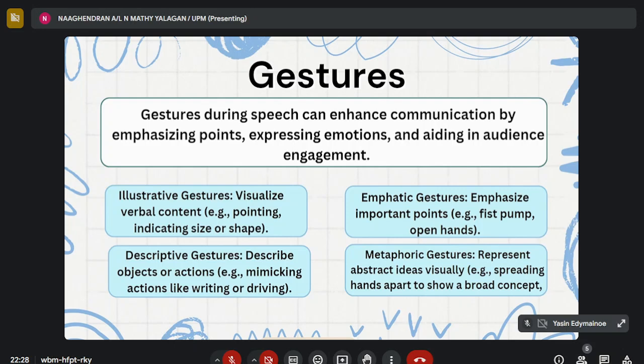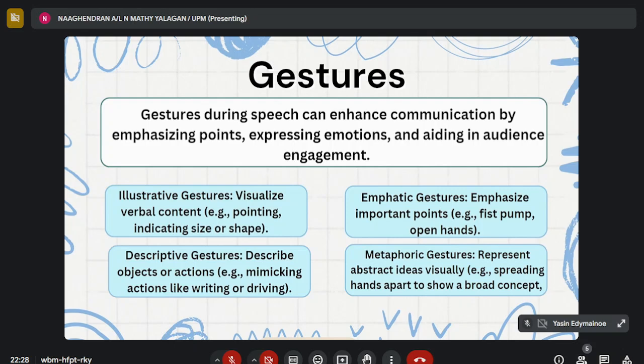And the next one would be metaphoric gesture, which represents an abstract idea visually. So you are talking about something that is in words, in letters, but you want to describe it visually. So you're spreading your hands apart to show a broad concept.